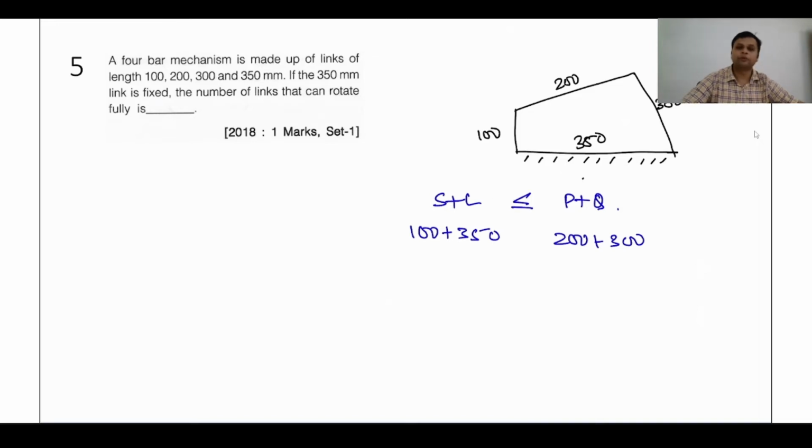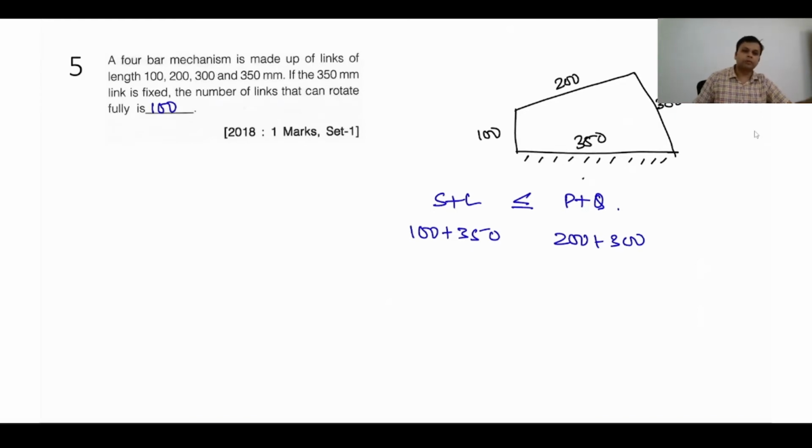So definitely the sum of the length of the smallest plus largest is smaller than or equal to the sum of the length of the other two links. That means Grashoff's law is satisfied. Now it can have at least one crank. You can see the smallest link is the input link. So if the smallest link is the input link, it will make full revolution. The number of links that can rotate fully is only the input link, that is, the answer is 1. Only one link, the 100 mm link, will be able to make full rotation.